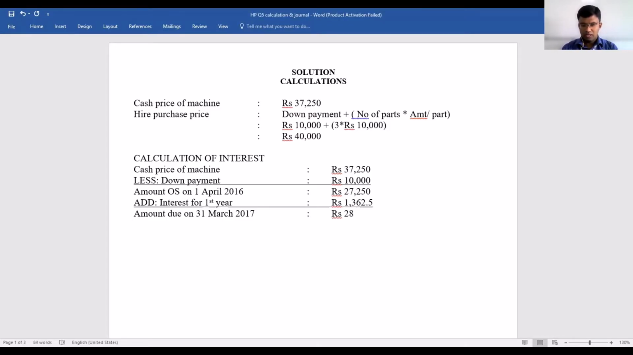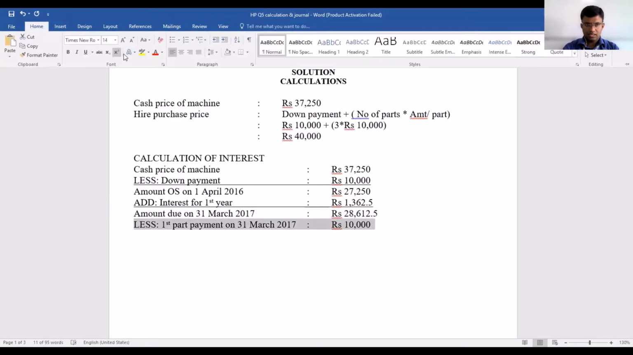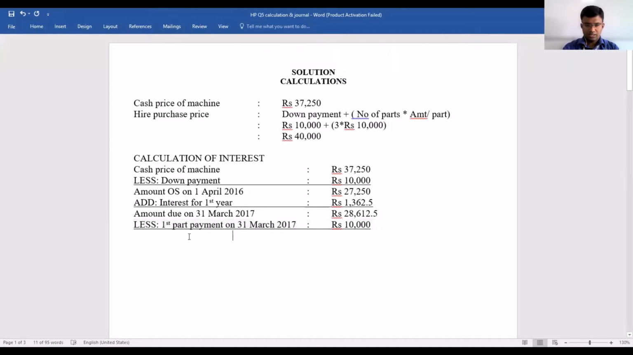So this will work out to be 28,612.5. Now, what next is less first part payment. Okay, so you're making the first part payment on 31st March 2017, which is rupees 10,000. This is rupees 10,000, and rupees 10,000 that has happened.